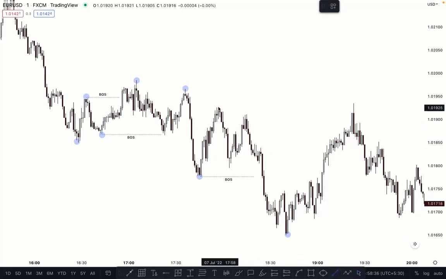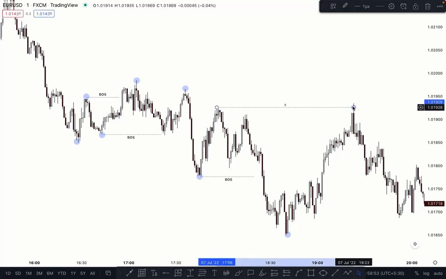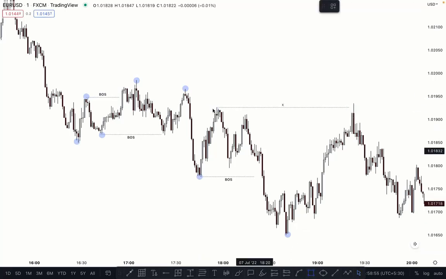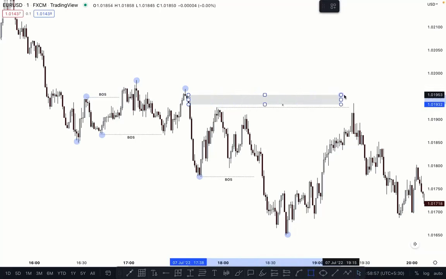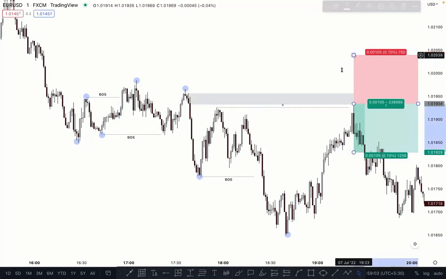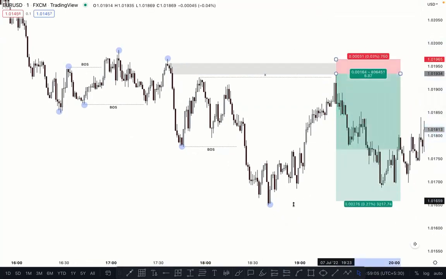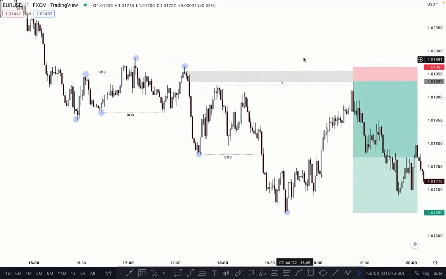So if I ask you, what is this? Everyone says this is liquidity. No, this is not liquidity. This is an inducement. Why? This inducement is responsible for this move. Okay, and this is the area where we can sell. Correct? Why? Because you know this is not BOS.